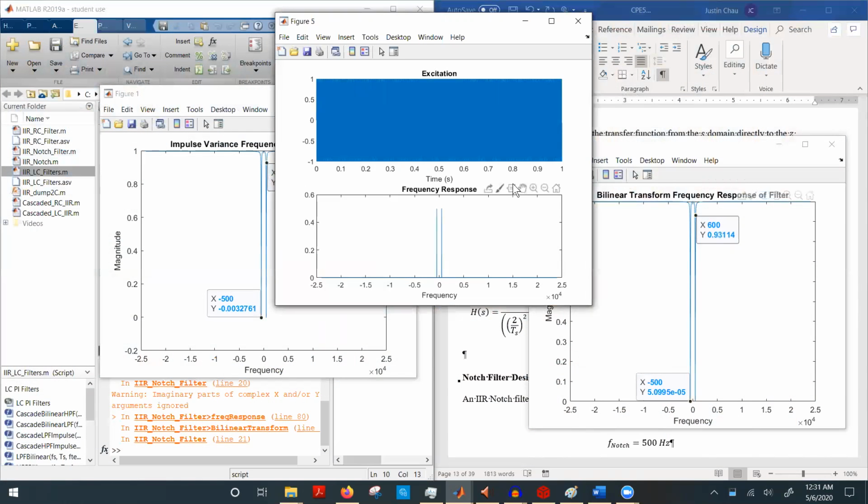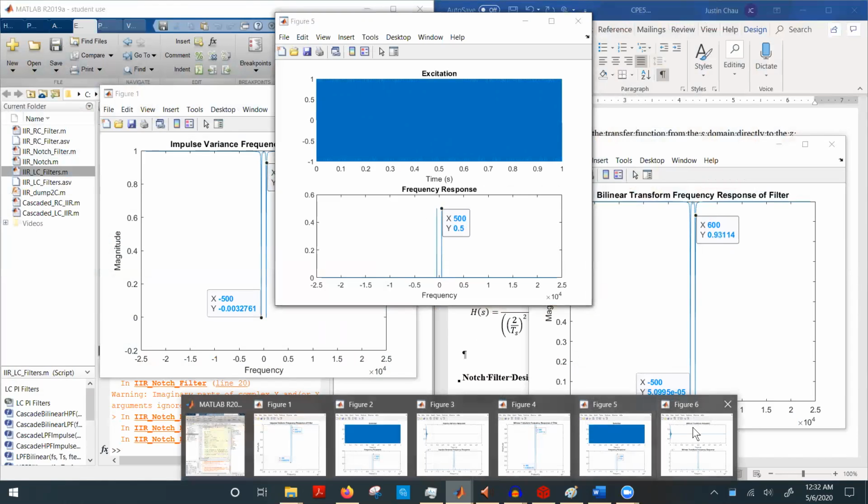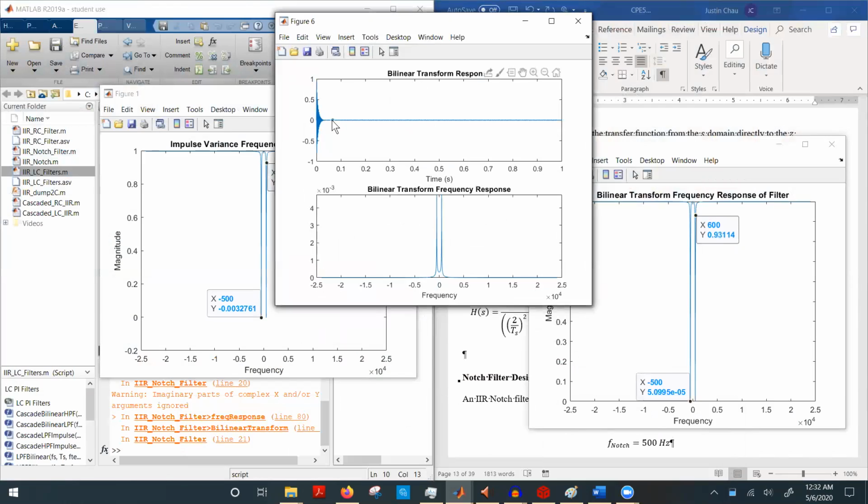Similarly, this is another simulation, but because the previous one simulated the impulse invariance, this one will simulate the bilinear transform. This is the bilinear transform response. It's pretty much the same. It's going to get attenuated to 0 because it's at the notch frequency.